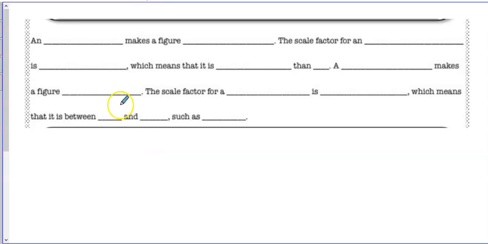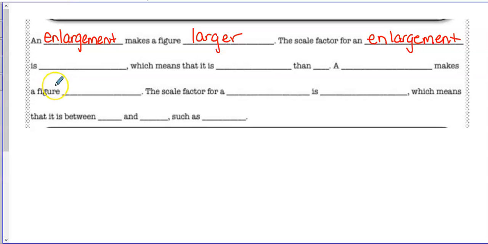Okay, so let's take a few notes. An enlargement makes a figure larger. The scale factor for an enlargement is greater than 0, or excuse me, K is greater than 1. And that means that it is greater than 1. So K is greater than 1 means it's greater than 1.